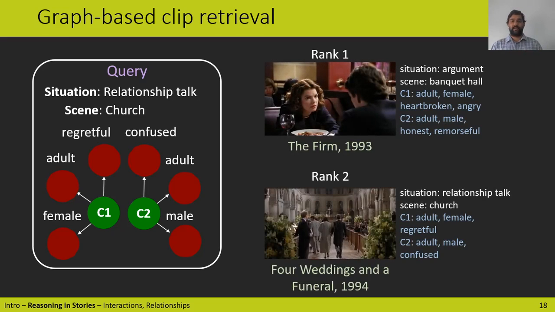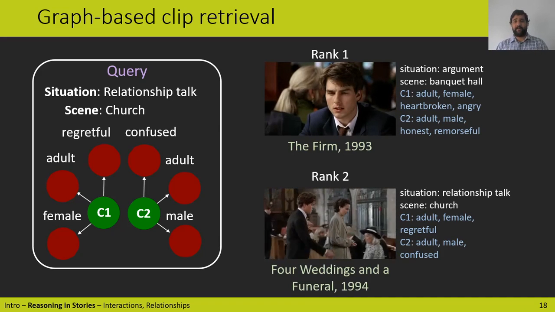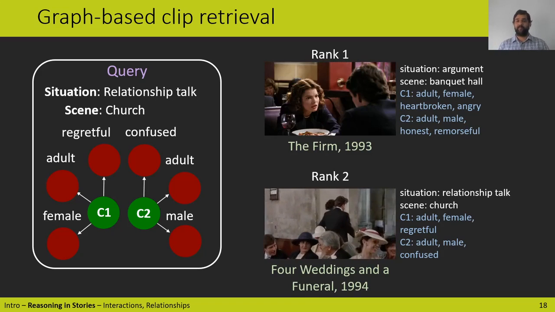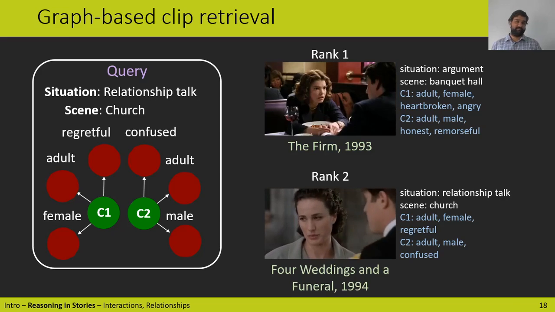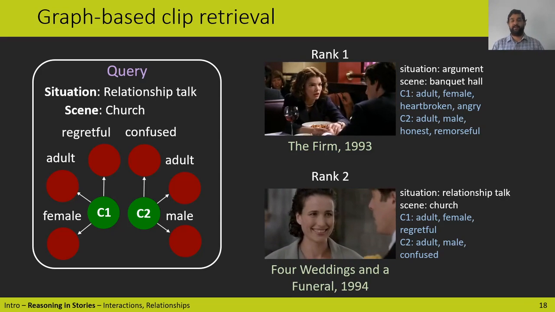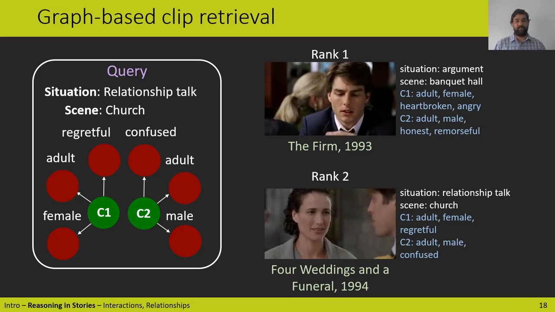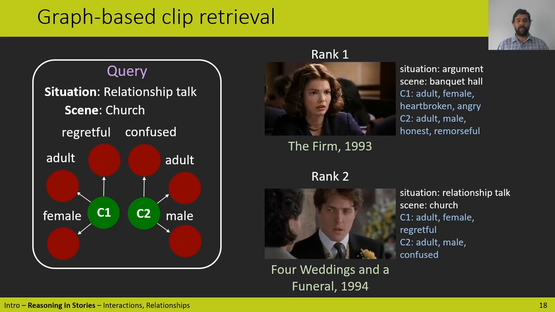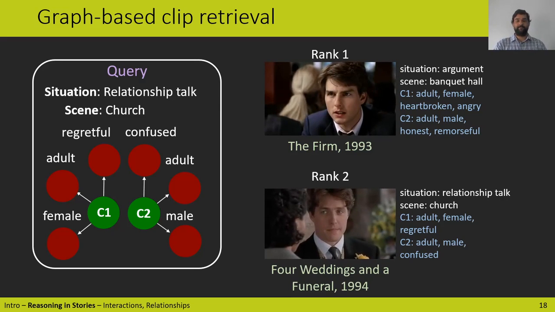And so this is what we get for our rank 1 and rank 2 clips. We see that rank 2 is the correct actual clip that we were looking for, while rank 1 happens to be a very related clip where you see a couple talking about arguing in this case, and they are quite heartbroken and remorseful, so related to the emotions that you're looking for in the query. Note that since we are agnostic about the names of the characters, these two clips even come from different movies.